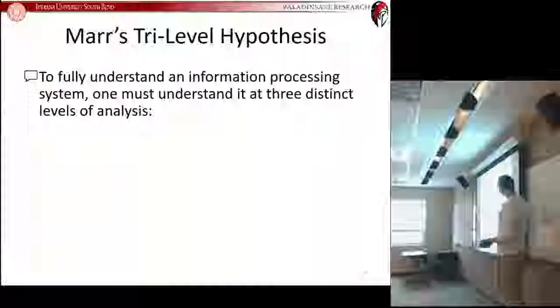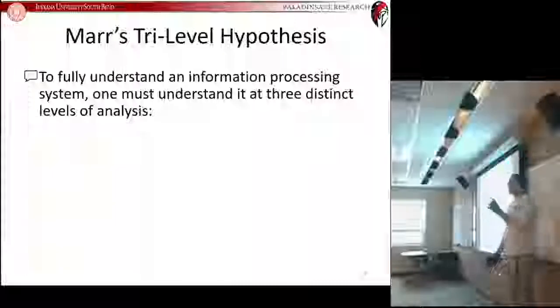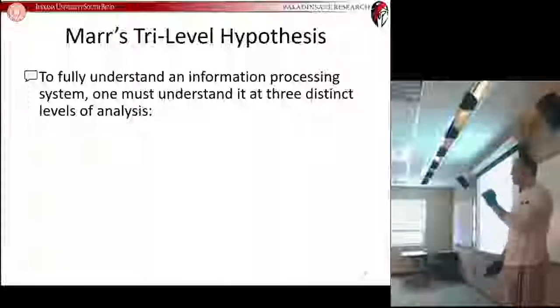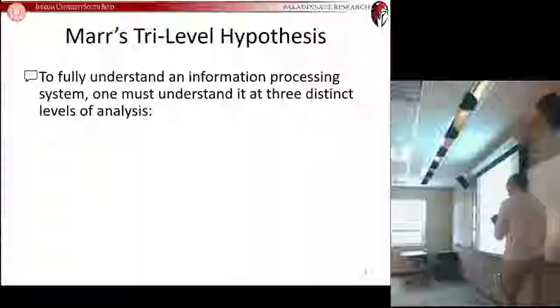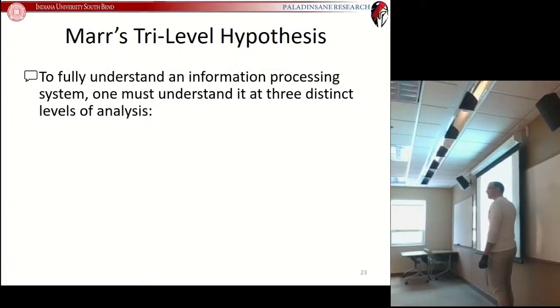So he posited that to fully understand this information processing system, this mind that we're trying to get a handle on, you have to understand it at three distinct levels of analysis. So once you say, oh, psychology understands the mind, we can explain cognition, what it means is that you can explain cognition at 3 levels of analysis. Once you have that, you have the complete picture.